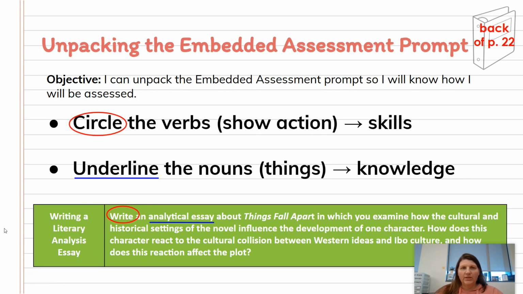In this video, I'm going to talk about unpacking the embedded assessment prompt. Remember, the embedded assessment is like the summative assessment that we do at the end of the unit, but we look at it at the beginning of the unit so we know what we're working toward and so that you know how you're going to be assessed at the end of the unit.